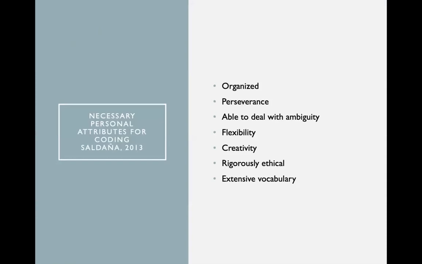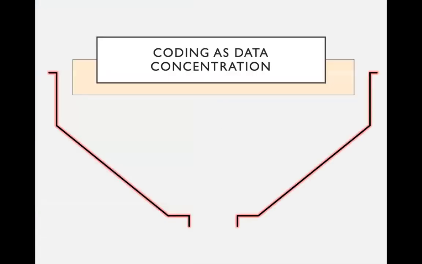According to Saldana, you have to be organized. You have to persevere because it's not going to be easy. You need to be able to deal with ambiguity. You need to be flexible. You need to be creative. You need to be rigorously ethical. You need to be extensive in your vocabulary. And that's where you need to understand how these attributes will play a very important role.